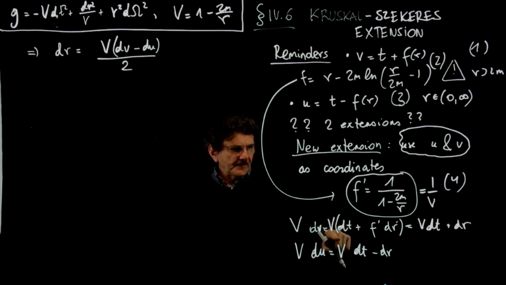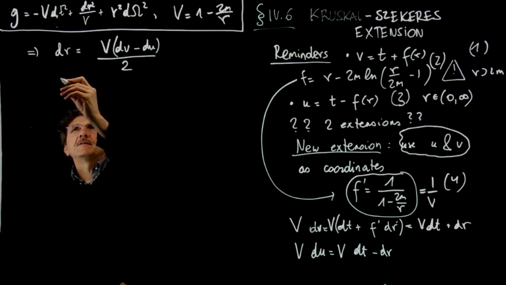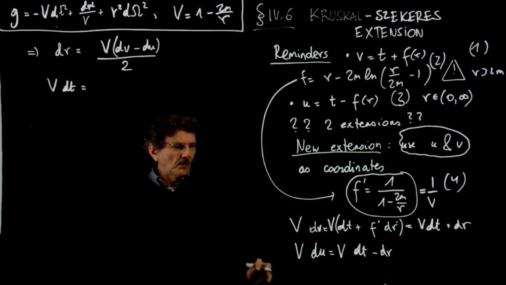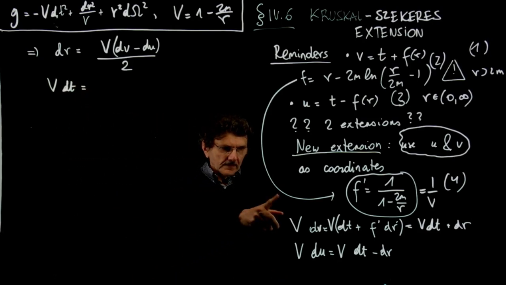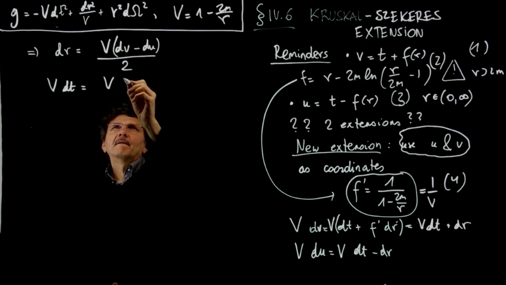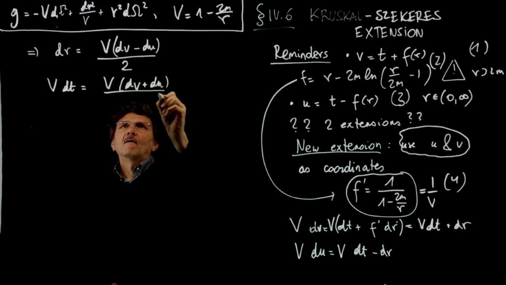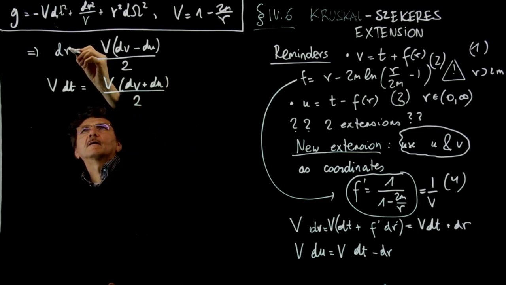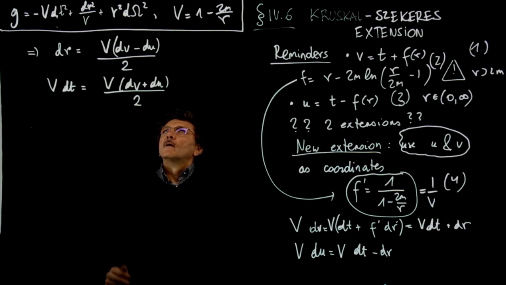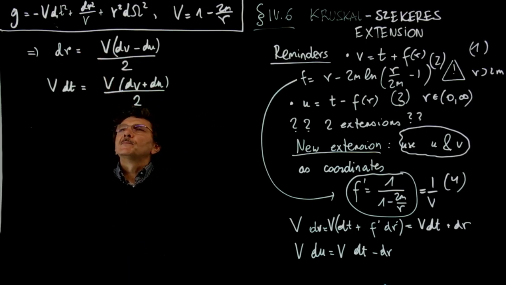If I add these equations, I'm going to get that v dt is equal to v, dv plus du over 2, and this is an r. So I just need to put this in here.